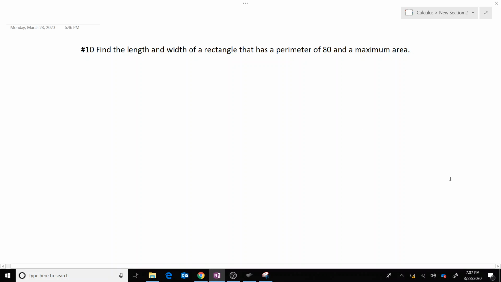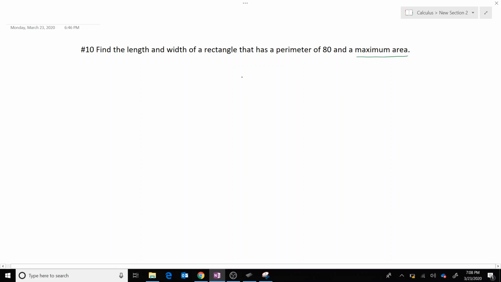Okay, gentlemen, we are going to attempt to do another problem here. This one's number 10 in your book, and it says find the length and width of a rectangle that has a perimeter of 80 and a maximum area. So again, you always want to focus at the beginning of the problem: what is it that we're trying to find the maximum or minimum of? In this case, we're looking for a maximum area.